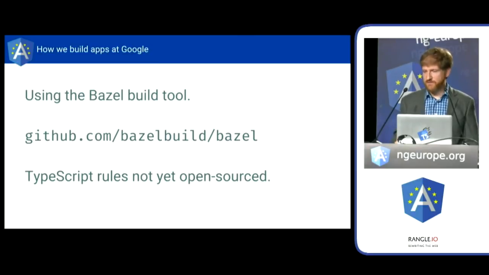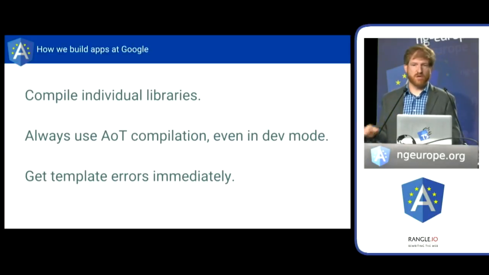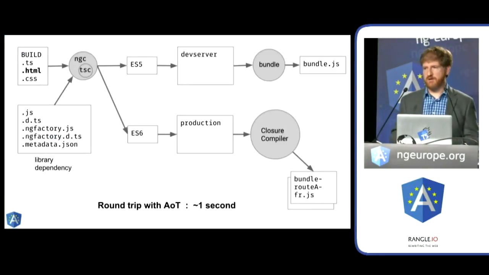But Bazel has this cool feature, which is that everything is in small libraries, and it's very fine-grained, and we build all the libraries one at a time. So this means that at Google, we actually use the AOT compilation even in development mode, and we're going to just take away the ability to have JIT mode except for tests. And this means we get the errors from the templates immediately, which is nice. You'd like to have that in your developer round trip. So this sounds horribly slow, but we were able to get it down in about a second.